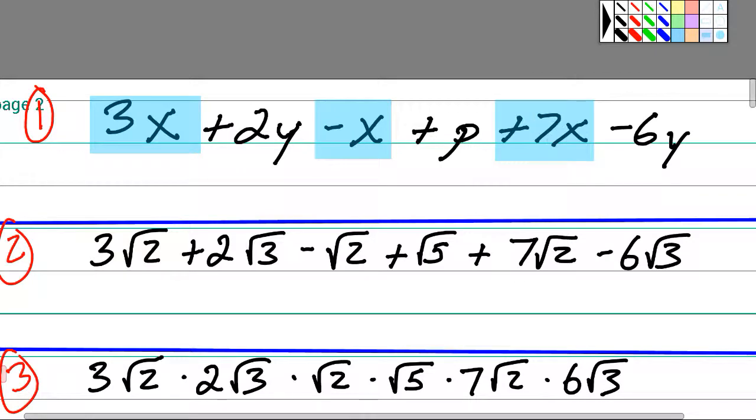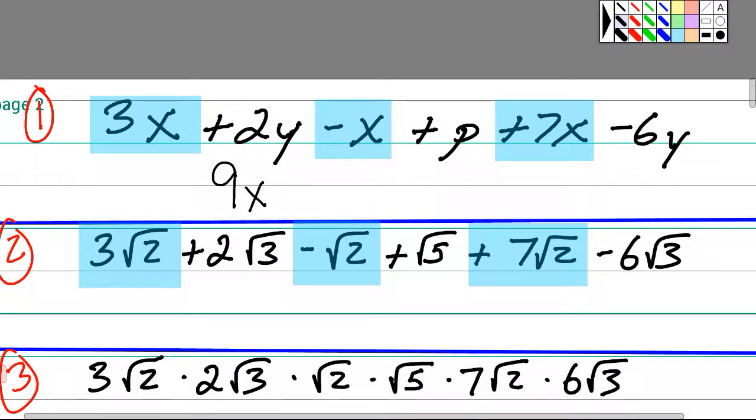Well, how about this next one here? You get 3 of those root 2's, you take away 1 of those root 2's, then you add 7 of those root 2's. And let's do the first one. If I had 3x, take away 1x, puts me at 2x. 2x plus 5x, or 7x. That leaves us at 9x.